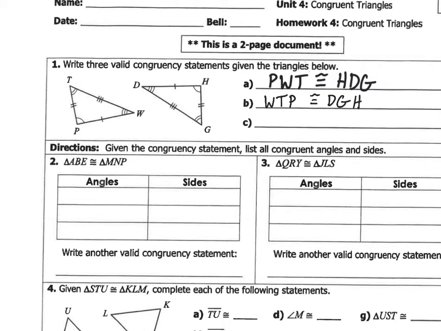For those of you at home that are looking, the way she's getting these is if you look here, P is the same as H, T is the same as G, and W is the same as D. So now the only other one we haven't started with is T. So if we start with T, which way do you want to go? W, P, which would be equal to G, D, H.